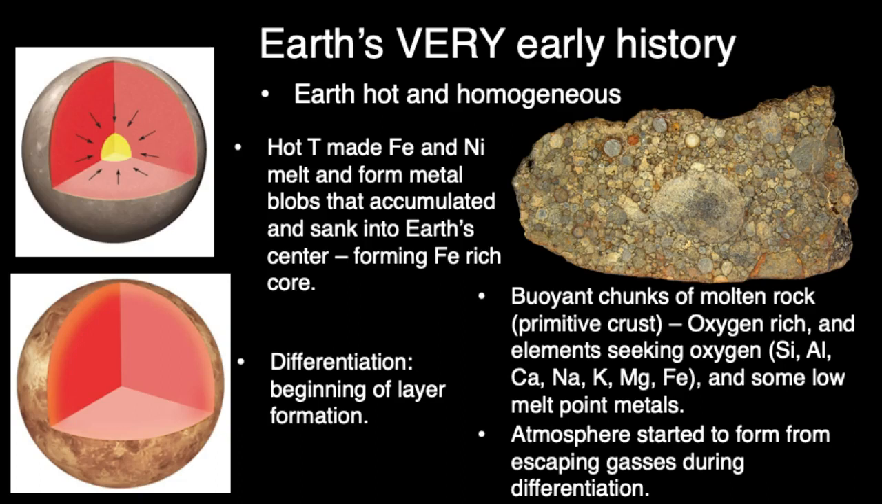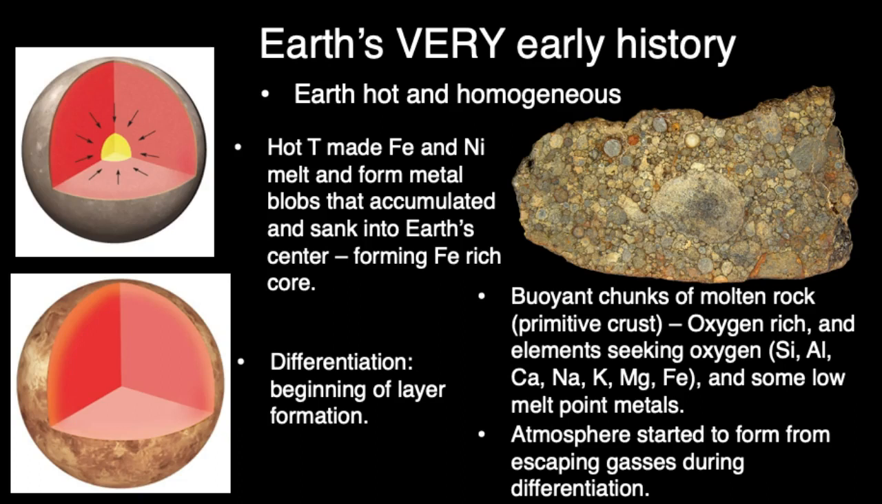And lastly, some heavy metals, such as gold, lead, and uranium, which have low melting points or were highly soluble in the ascending molten masses coming up to the surface, were scavenged from Earth's interior and concentrated in that developing crust. So those heavy metals, which should have been dense enough to sink, because of their low melting points were highly soluble and ascended along with those buoyant chunks of the primitive crust.